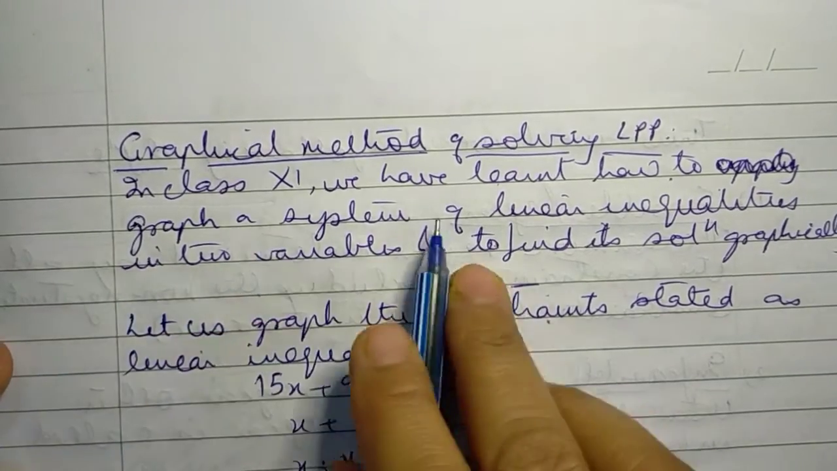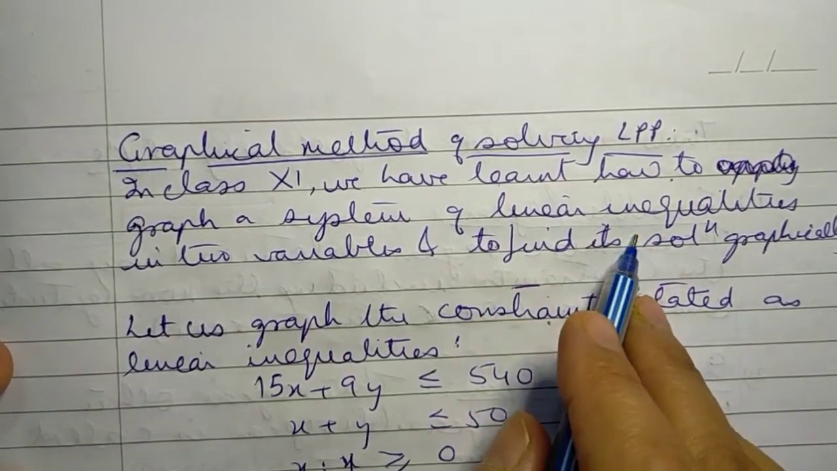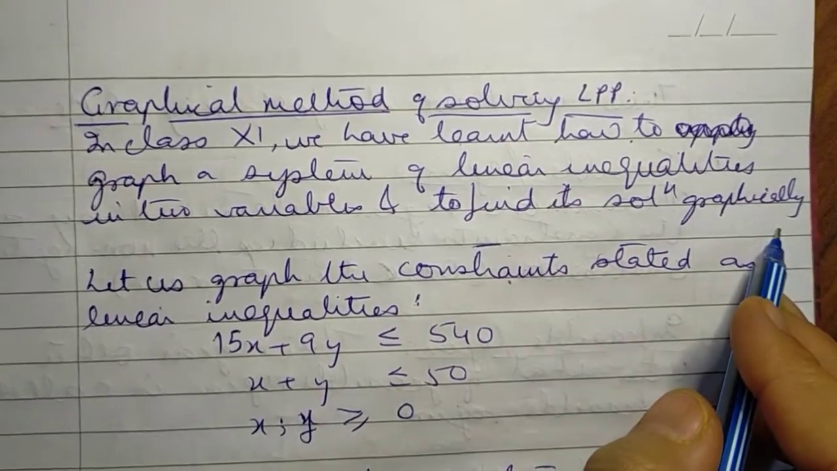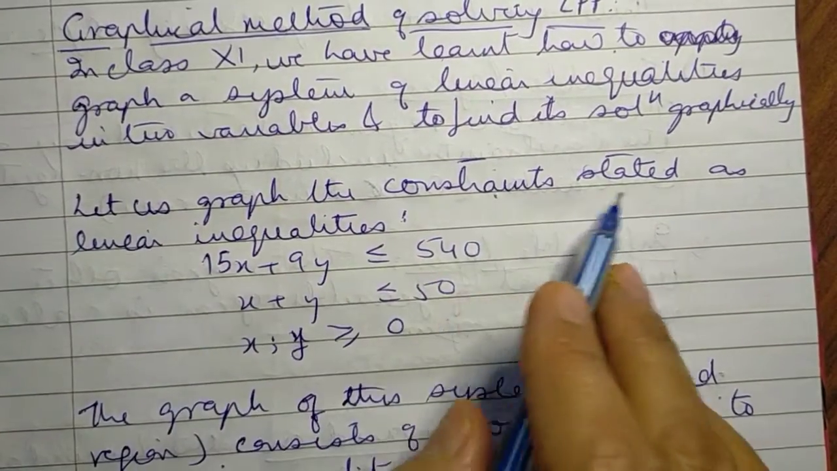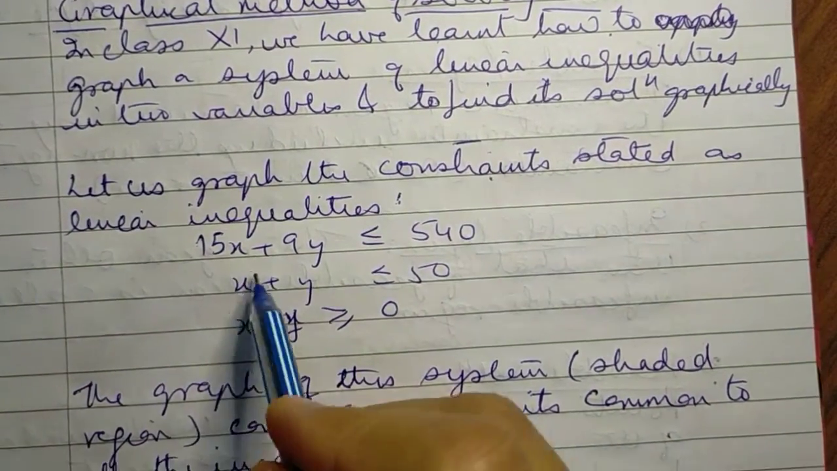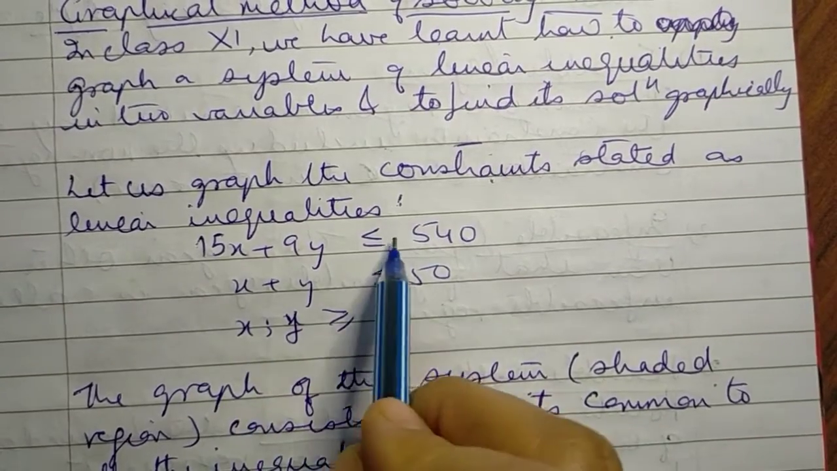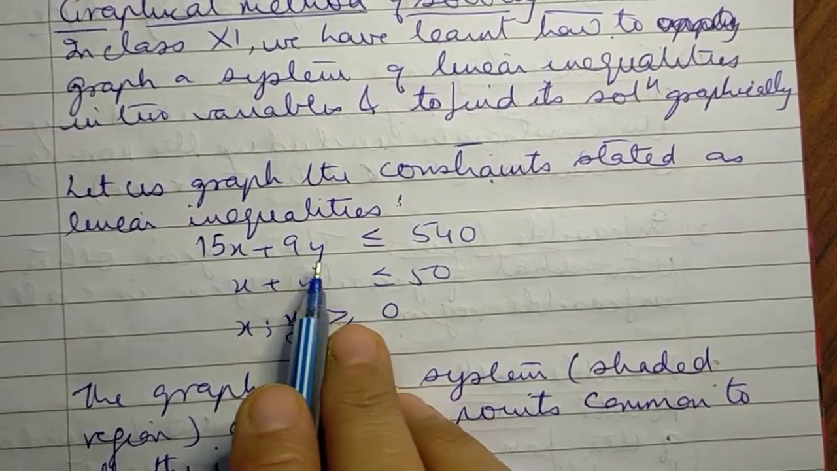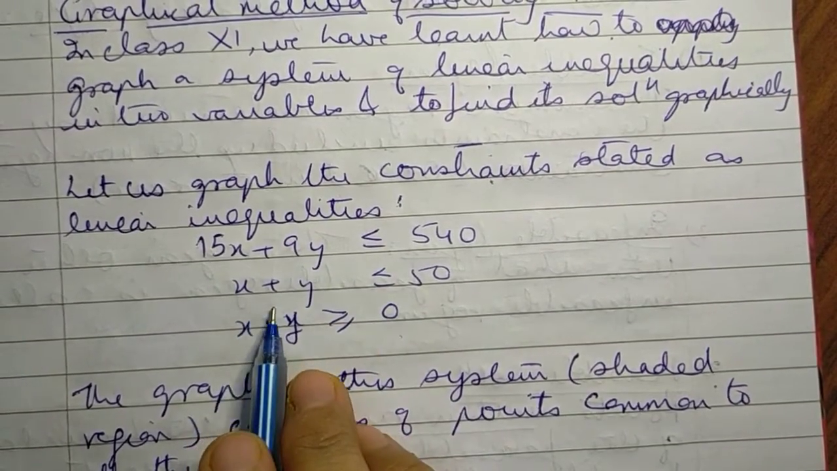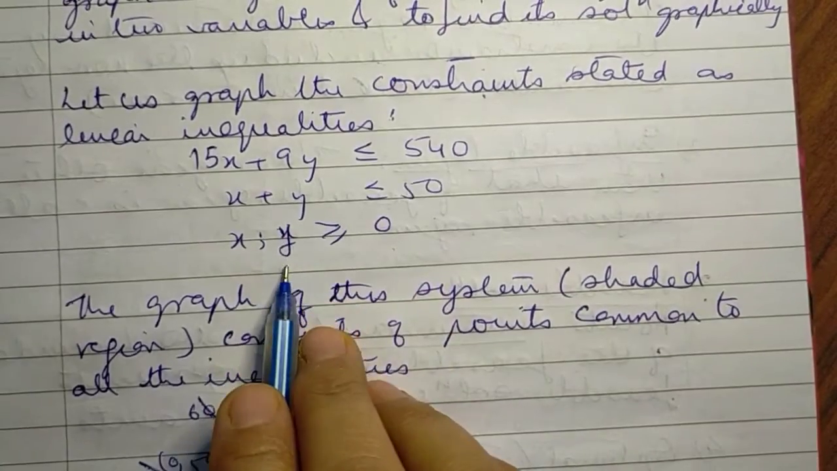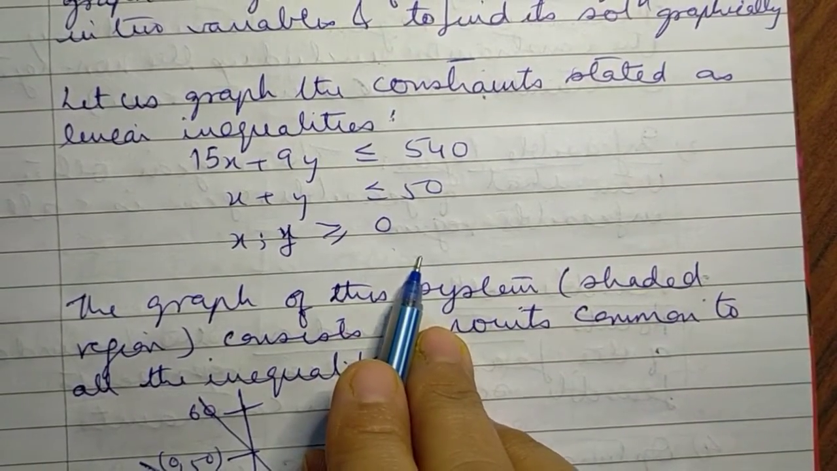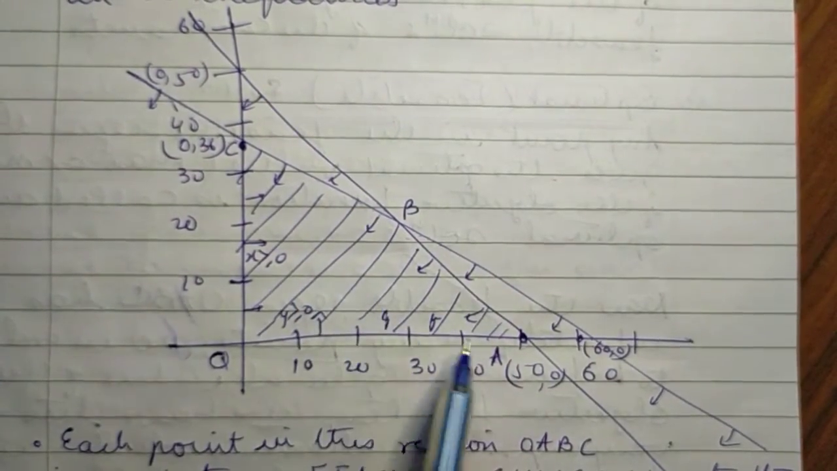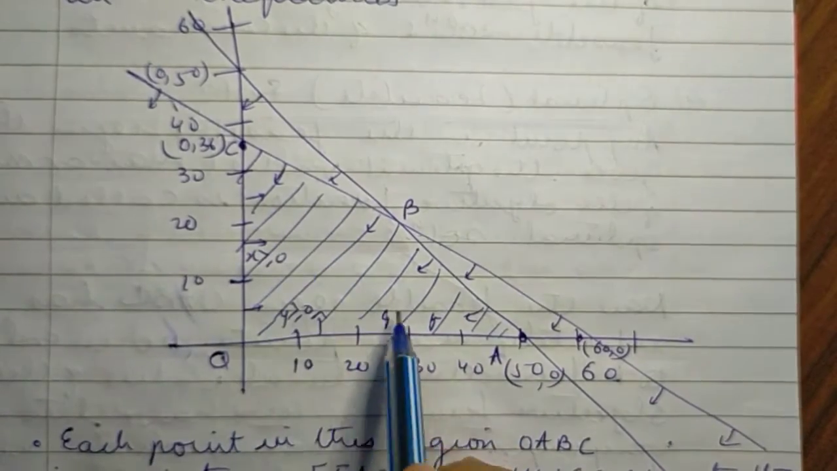In class 11, we have learned how to graph a system of linear inequalities in two variables and to find its solution graphically. So let us graph the constraints stated as linear inequalities. We will just take up the constraints here and plot them on the graph. So we have the three inequalities. The first one is the time constraint, the second one is the storage constraint, and the third one is the non-negativity constraint. And we plot all these three on the same graph and find the solution area.